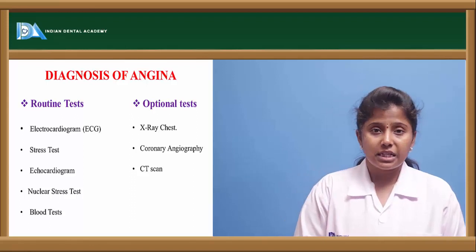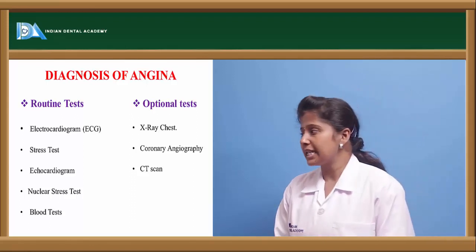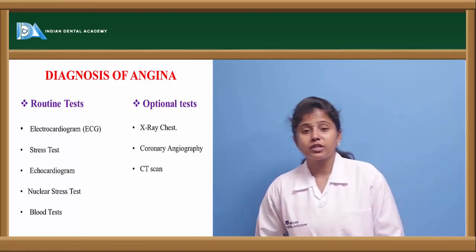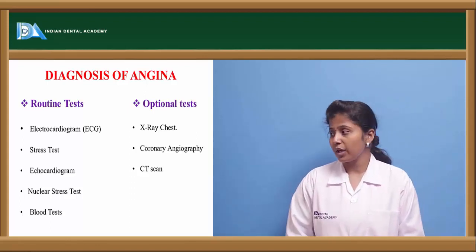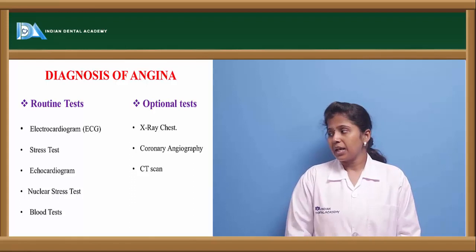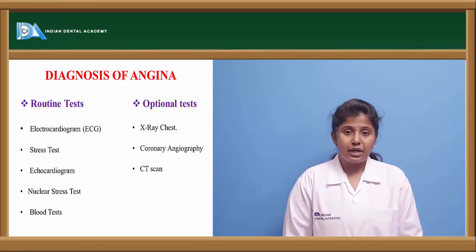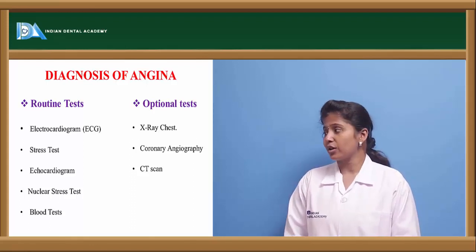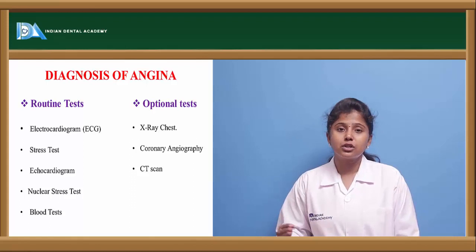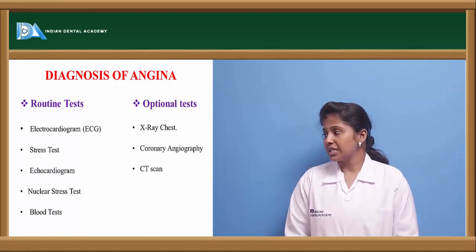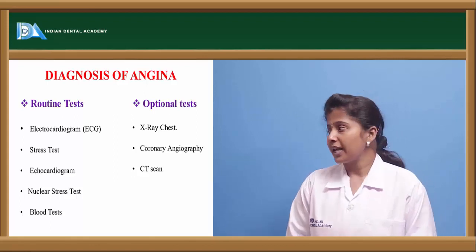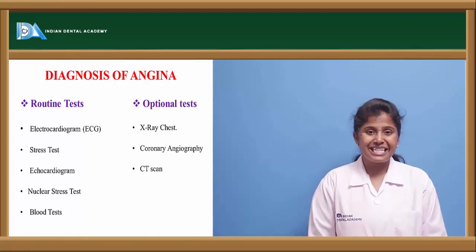What are the diagnostic tests for angina? Routine tests include the ECG, the stress test to measure how much stress the person can tolerate, echocardiogram, nuclear stress test, and blood test. All these are the routine tests conducted in order to diagnose angina. There are also rare or optional tests. Only in severe conditions can we go for tests like chest X-ray, coronary angiography, and CT scan.